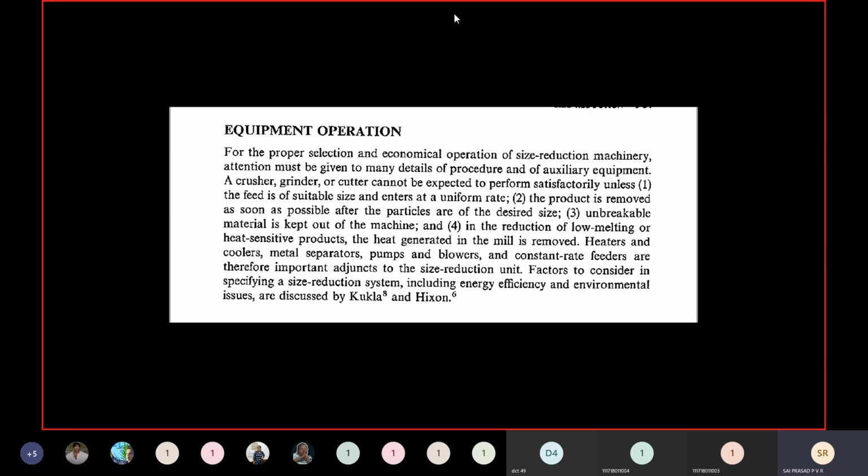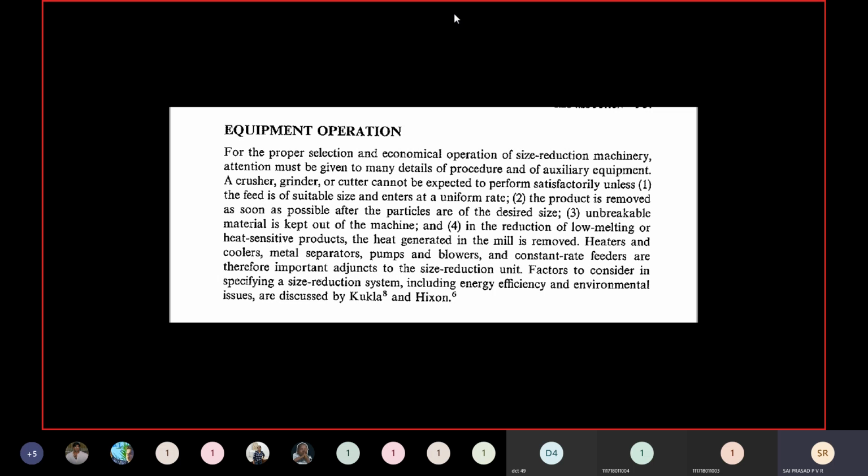Then the second one, the product is removed as soon as possible after the particles are of the desired size. As I said just now, even at the bottom you are supposed to keep a conveyor belt. We have seen the video of a jaw crusher and a roll crusher, but this problem is there only for the continuous mills, where we add the feed from the top and take the product from the bottom.